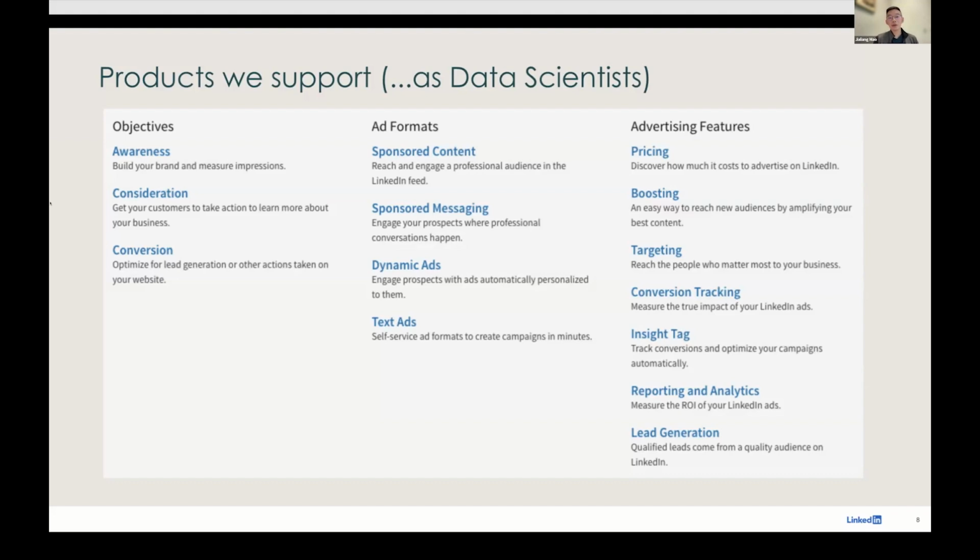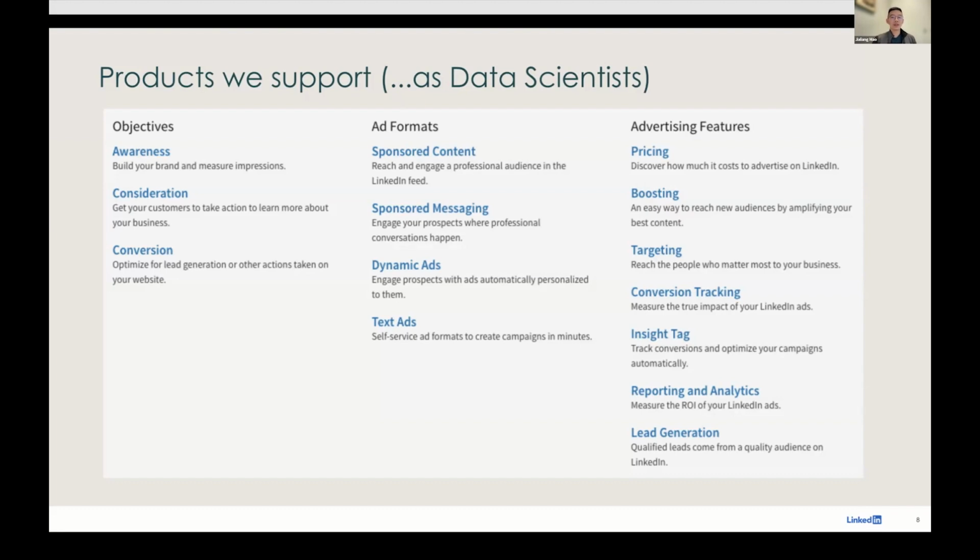And as you can see, it's not only objective, right? That's only one dimension we need to think about when we build those things. There are other dimensions, like the format of the ad. You can use a single image, you can use a video, you can even send messages to members. All of these different formats need data science, machine learning, and optimization. And that's where all the problems are coming from.